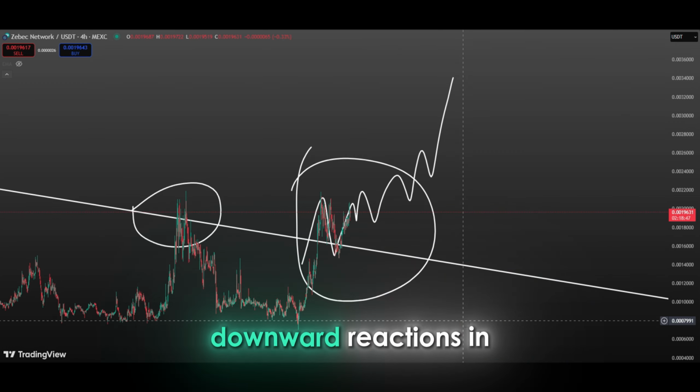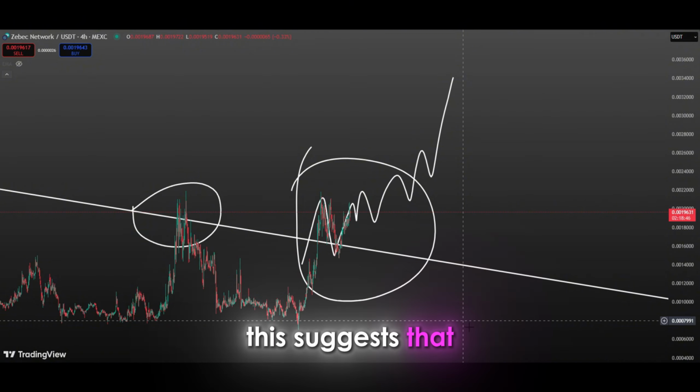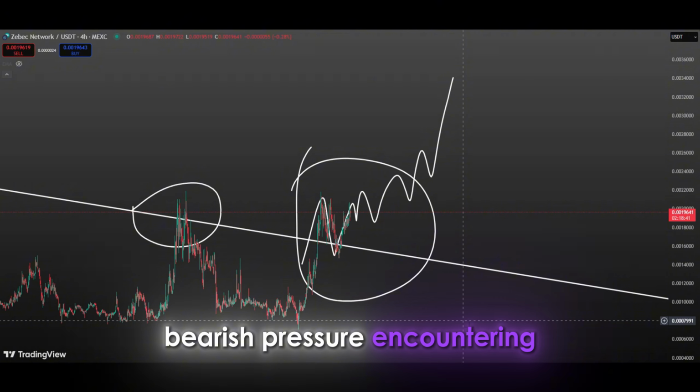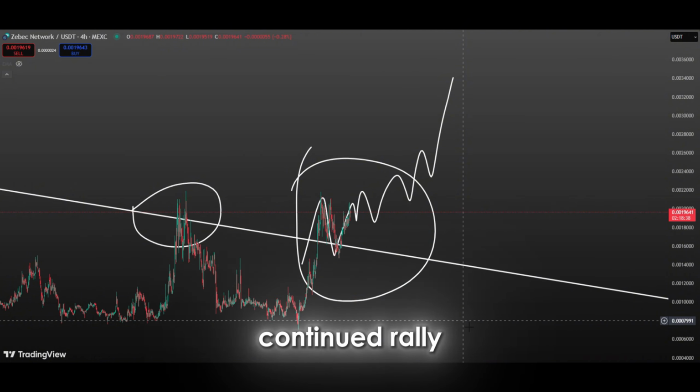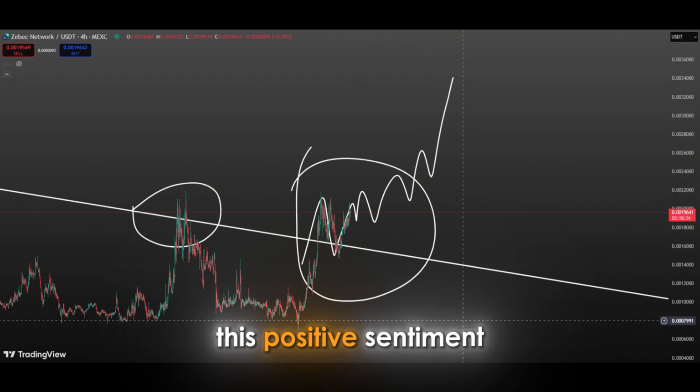With these developments, the price has now emerged from the shadow of the descending trend line that had triggered multiple downward reactions in the past. This suggests that psychological barriers in the market have been broken, and investors are now taking more confident positions. For investors who had been under sustained bearish pressure, encountering clear buy signals is a crucial foundation for a continued rally. Market participants appear to have left past fears behind, and the price is now reflecting this positive sentiment.